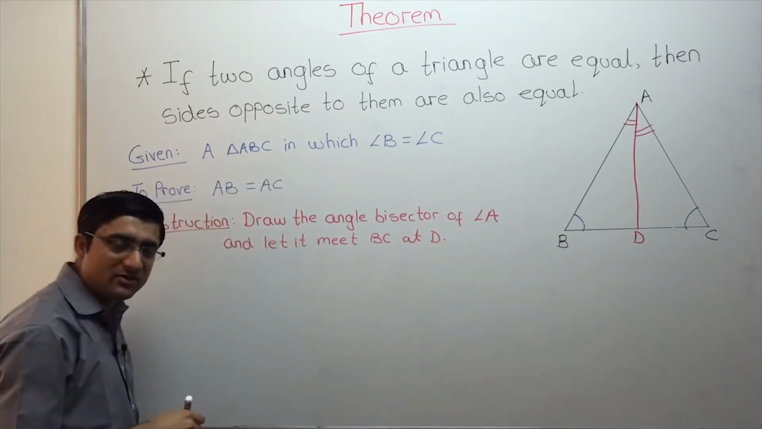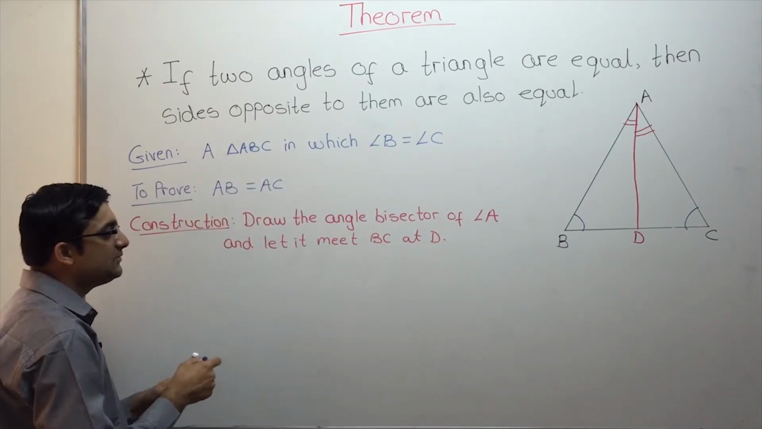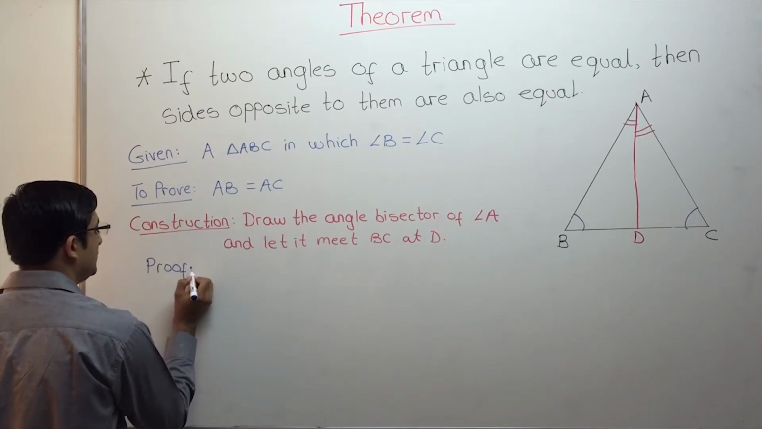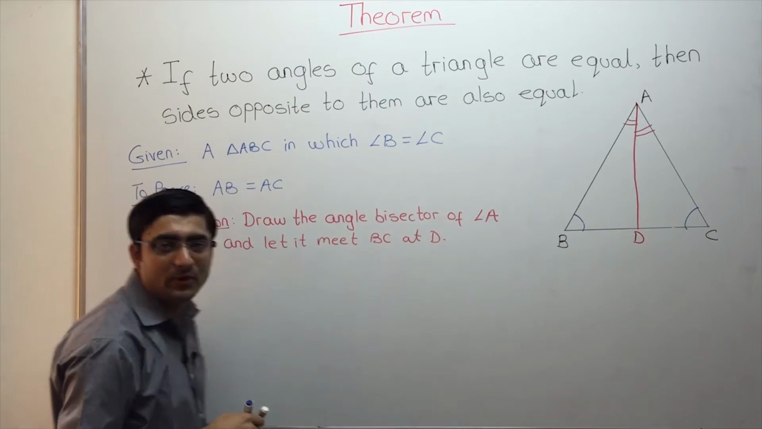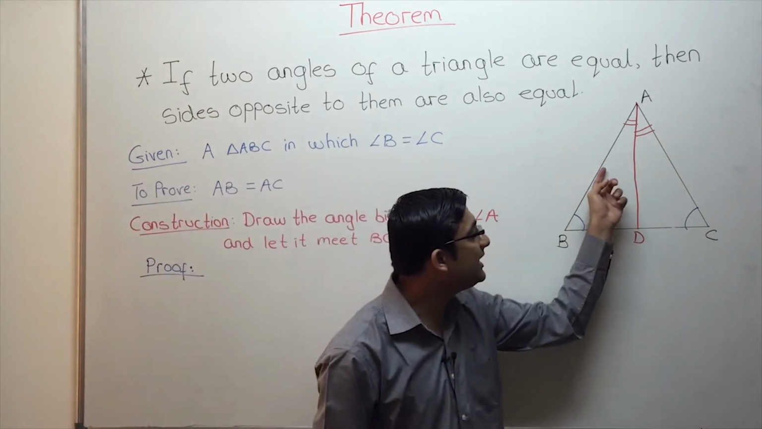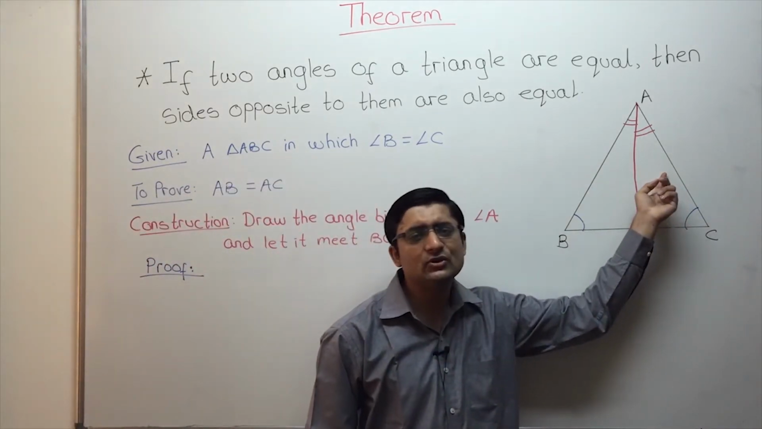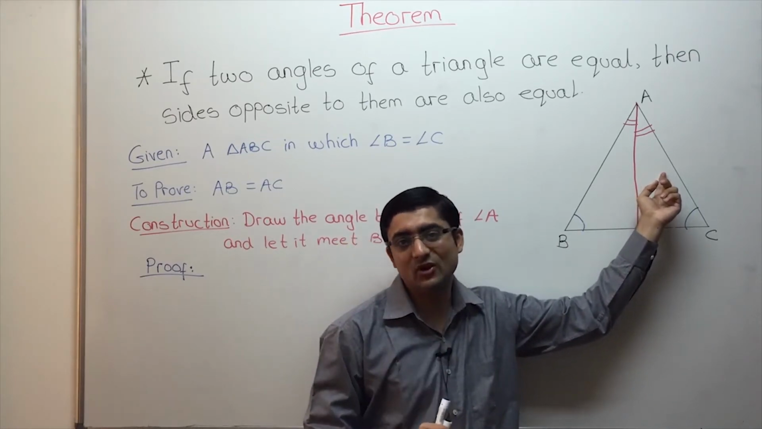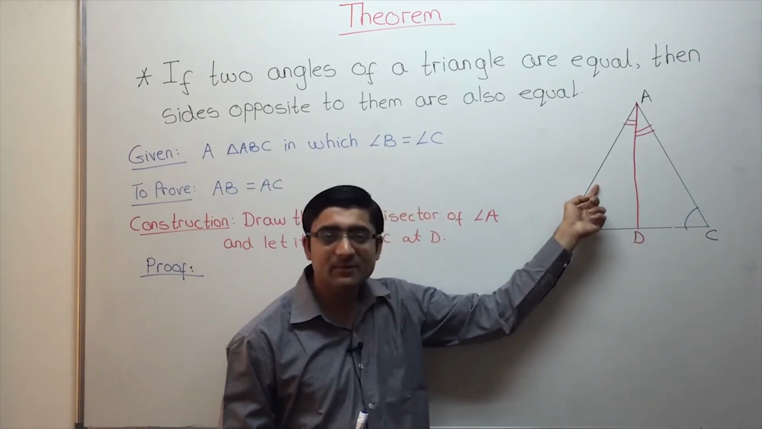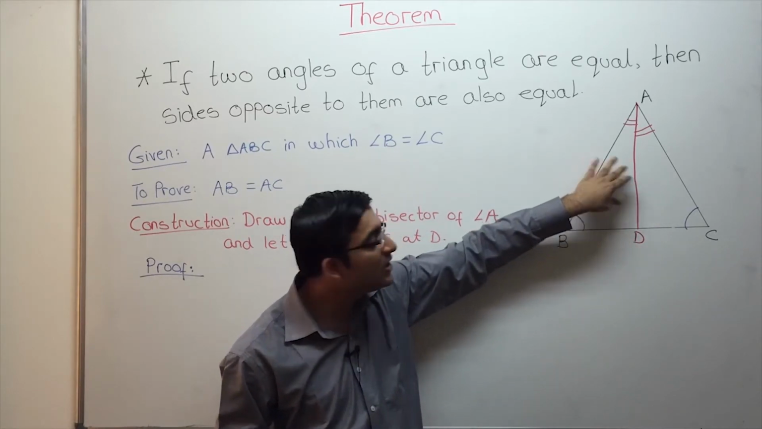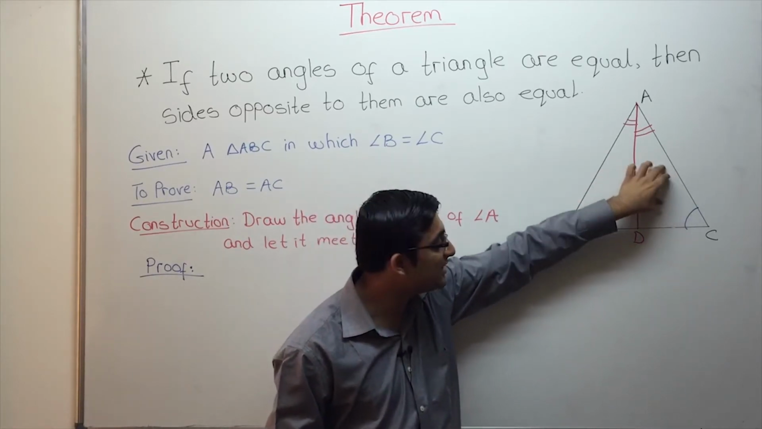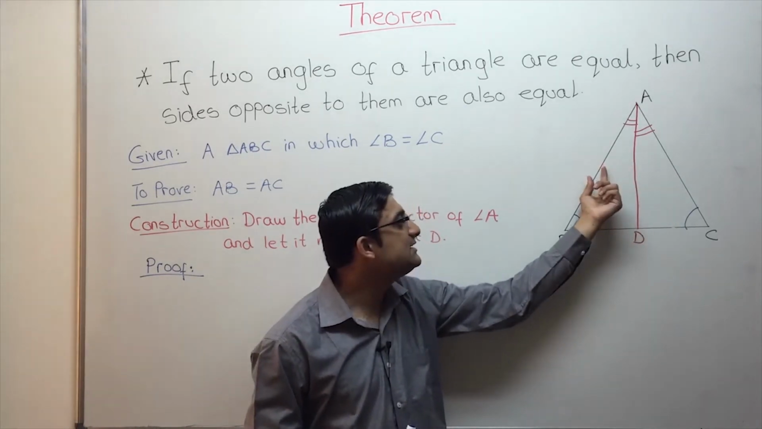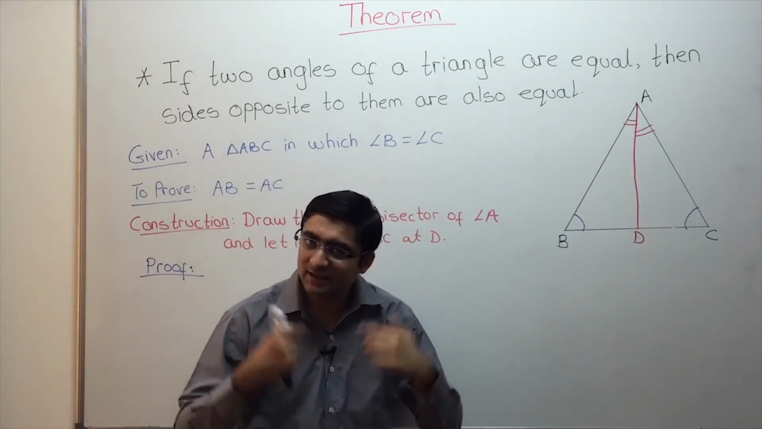So now we're done with given, to prove and construction. So now let's begin with the proof. So see, what do we want to prove? I want to prove that AB is equal to AC. So how do I show two sides to be equal? Just show two triangles which have these sides to be congruent. So which is the triangle which has AB as its side? Triangle ABD. Which is the triangle which has AC as its side? Triangle ADC. So if I can show these two triangles to be congruent, then by CPCT, AB will be equal to AC. That is the logic.